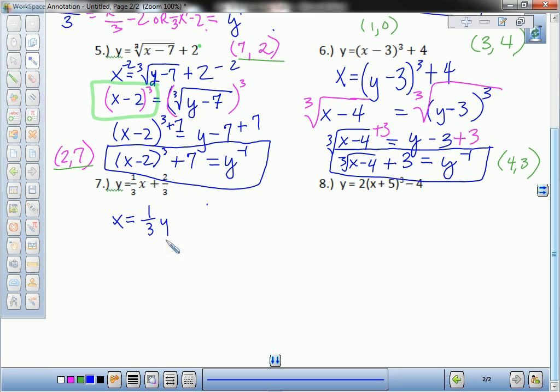And if you want to clear them, I would clear them right here. You just multiply by... Okay, I would multiply everything through by 3 because that is the denominator. And if you don't like fractions, clear it. Get rid of it. And when I multiply by 3, this gives me 1y plus 2.